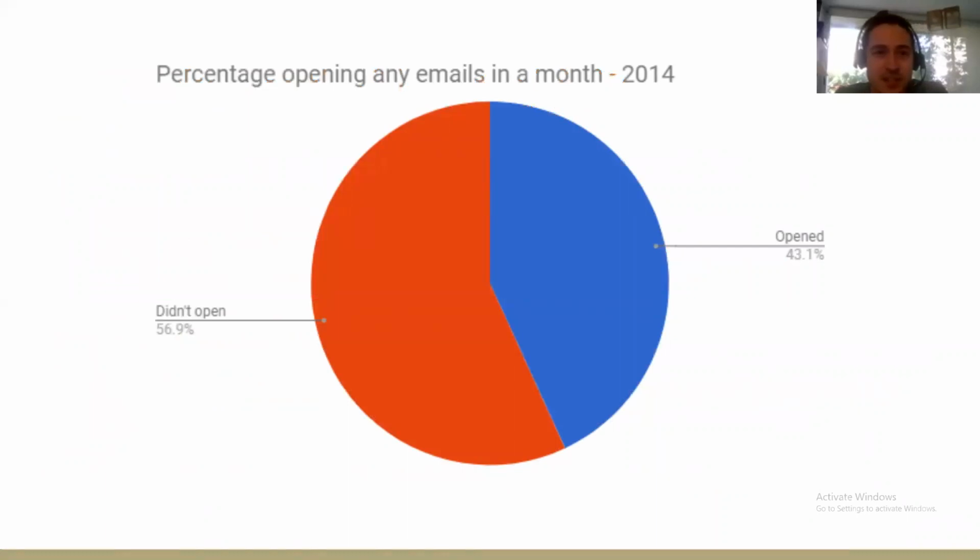Just to give a snapshot of how big this problem might be, this is some data from a few years ago on a couple of email lists, looking at the percentage of people in any given month. This is probably receiving 6 to 8 emails over a month, and only 43% of the people on this list were opening any of those emails. So you were sending lots and lots of emails to people, and a huge chunk of them are just not engaging with them.